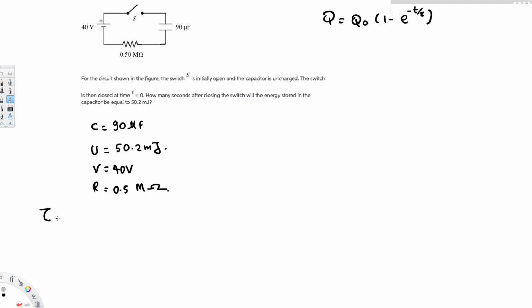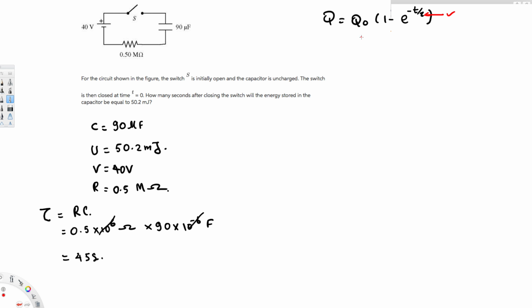The time constant, let's say tau, is equal to R times C. That's the equation for the time constant. R is 0.5 mega ohm, that is 0.5 times 10 to the power of 6 ohm, times C, the capacitance, 90 microfarad, that is 90 times 10 to the power minus 6 farad. The plus 6 and minus 6 cancel, and if you calculate this, it is going to be 45 seconds. So this one is found. Let's see what we can find next.